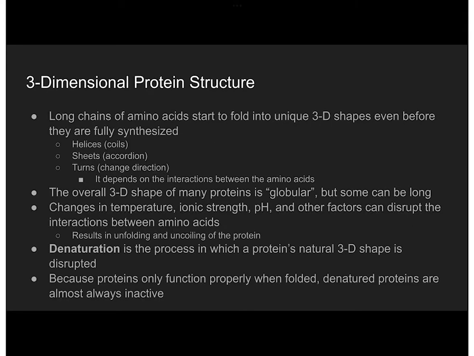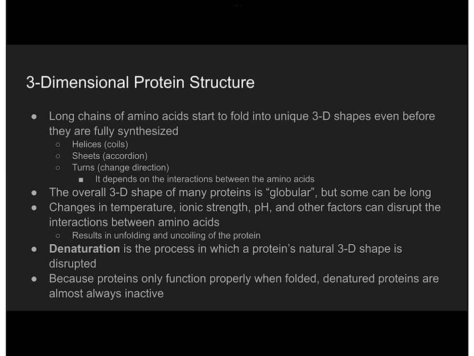Now, as proteins are being built, those long chains of amino acids will start to fold into their unique 3D shapes even before they're fully synthesized or fully made. Now, they may create helices, which you can think of as coils, like my hair. They could form sheets, which kind of look like an accordion. And then, of course, while those are being built, it could also change direction completely and fold over on itself.